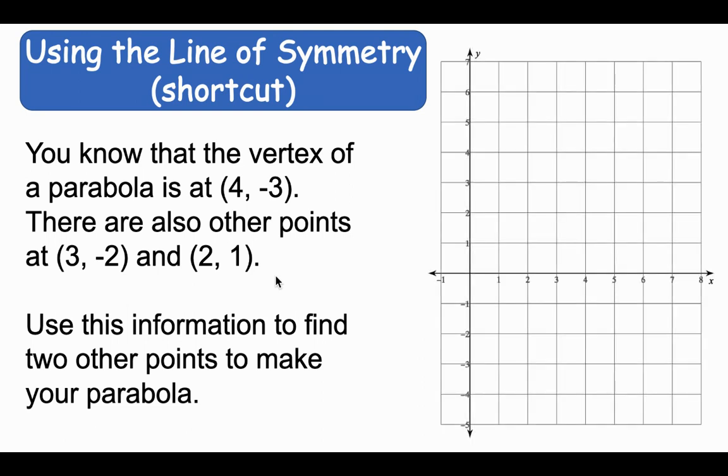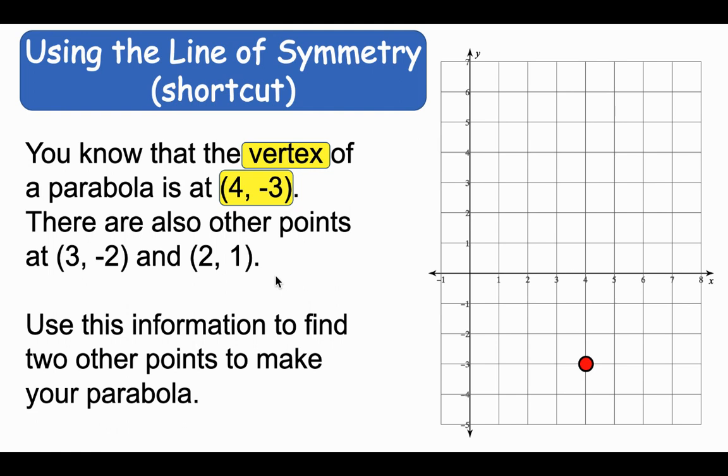So I'm going to start with a graph. Let's go ahead and plot these points. So I know the vertex is at (4, -3), so I'm going to put a point at (4, -3). Now that tells me a lot. Since I know that's the vertex, I know that that's going to be the middle of my graph. I know it's either going to be a maximum or minimum. I also know that there's a line of symmetry that goes through that.